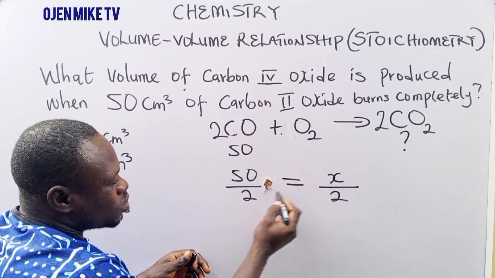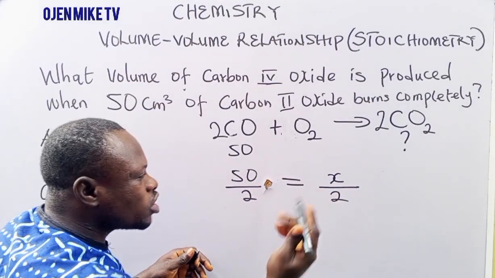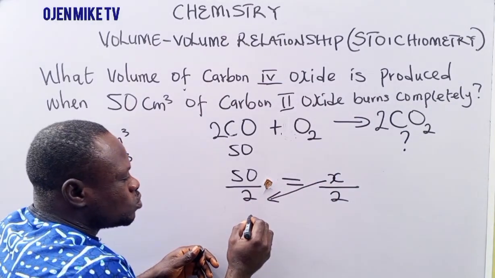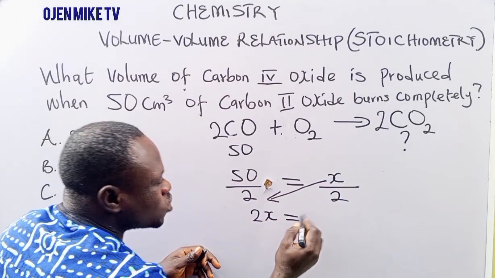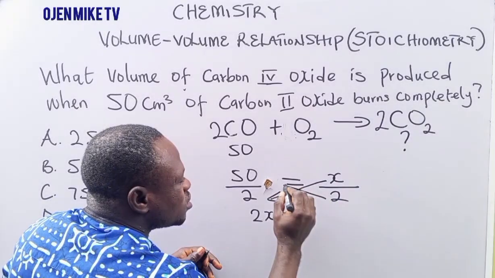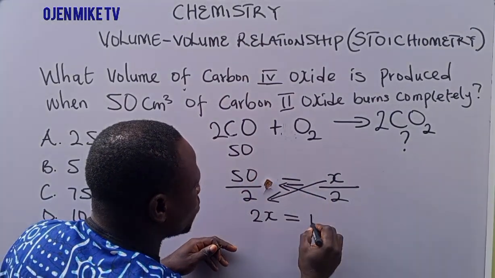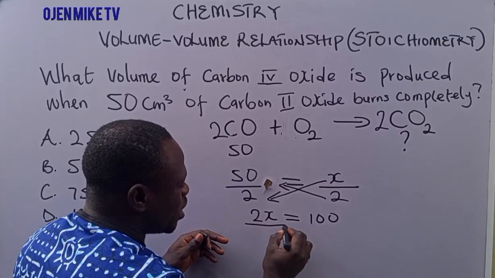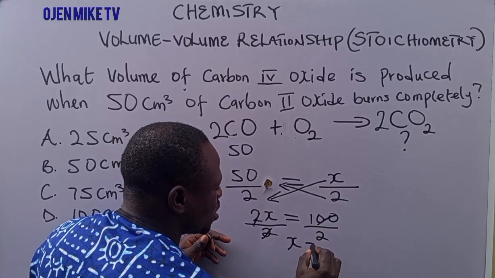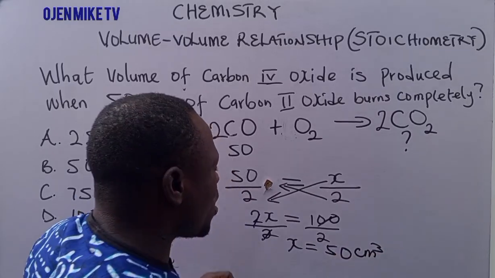Of course, you can reduce it, 50 divided by 2. Or if you don't want to do it like that, you cross multiply. 2 times x gives 2x, which equals 2 times 50, that is 100. I'm just doing it in such a way that you understand. So you divide both sides by 2. x will now be equal to 50 cm³.